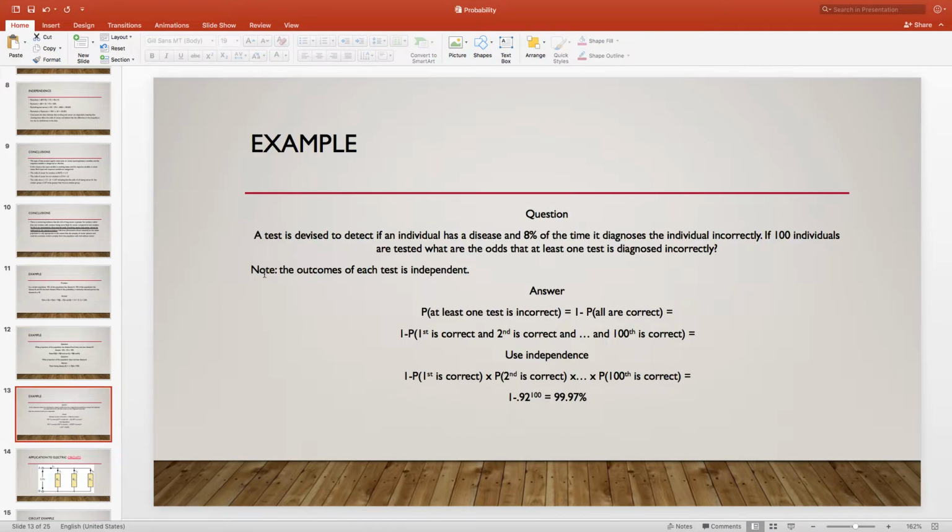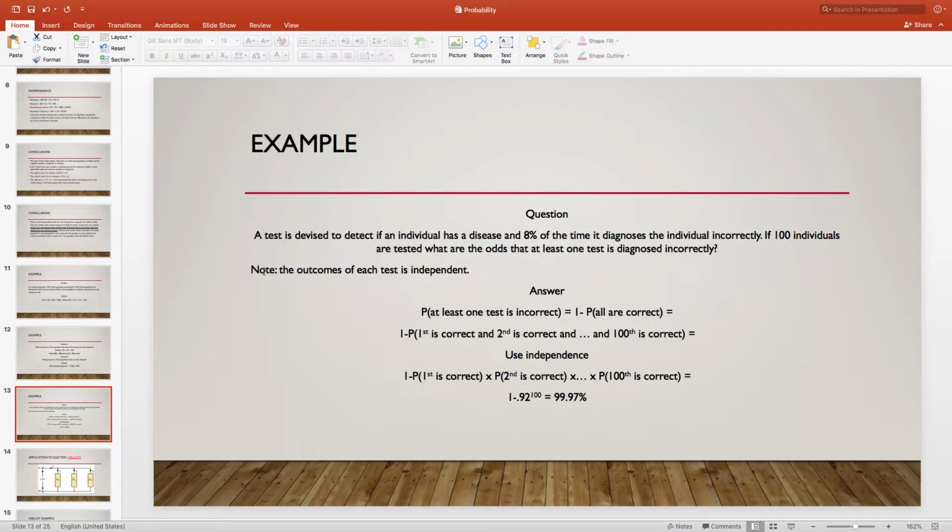Okay, here's another question. It says a test is devised to detect if an individual has a disease, and 8% of the time it diagnoses the individual incorrectly. Okay, unfortunate, but sometimes that happens. If 100 individuals are tested, what are the odds that at least one test is diagnosed incorrectly out of the 100? And I stress out of the 100 because it is a different probability for a group of people versus an individual. We're told for an individual it's 8%.